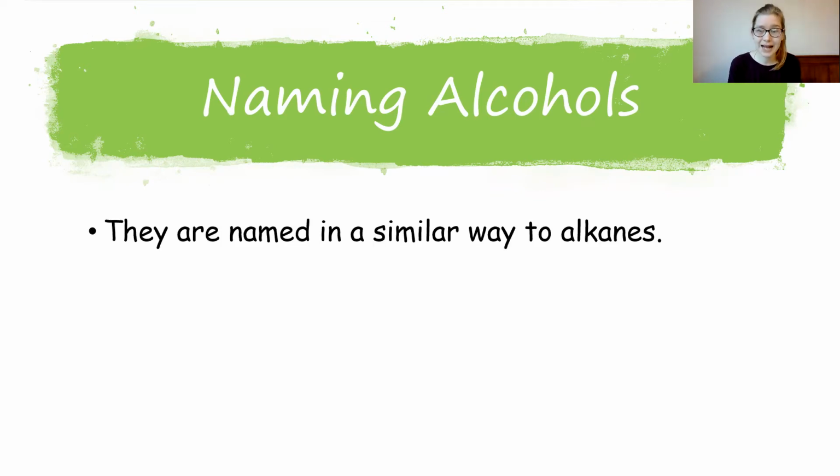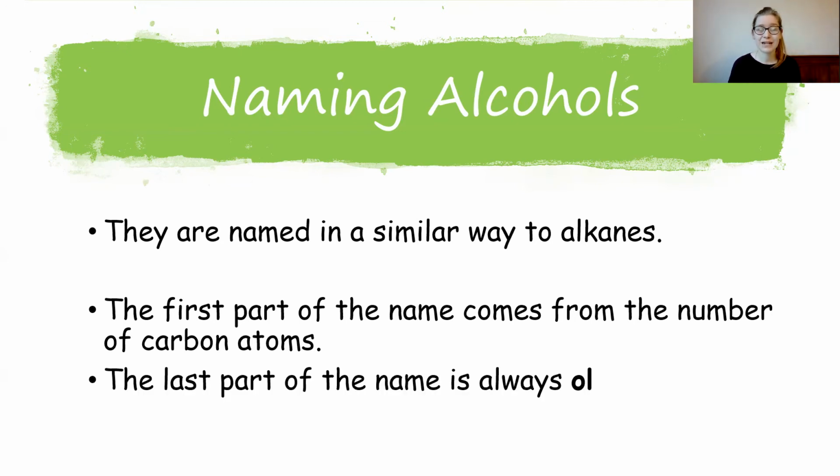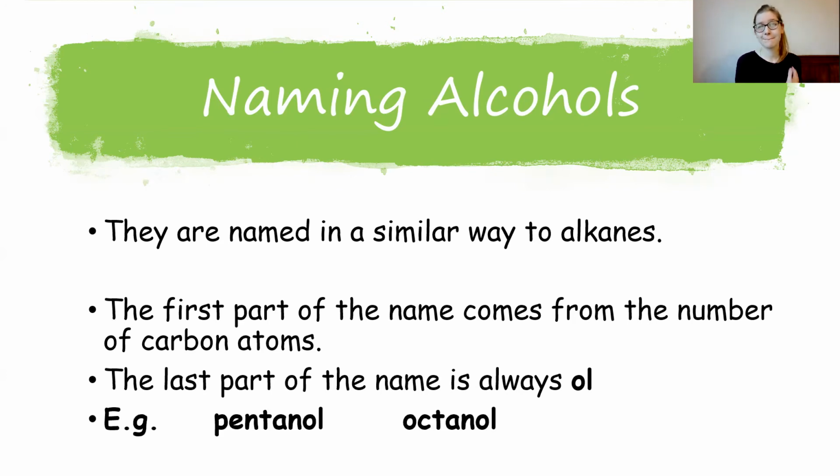How do we name alcohols? You can put that as a wee subheading, naming alcohols. So they're named in a similar way to alkanes and alkenes. The first part of the name comes from the number of carbon atoms, and the last part of the name is always ol. So, for example, pentanol, octanol. Okay? And so pentanol would be the alcohol with 5, and then octanol would be the alcohol with 8 carbons.